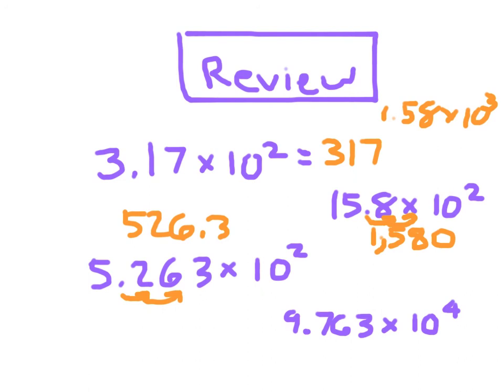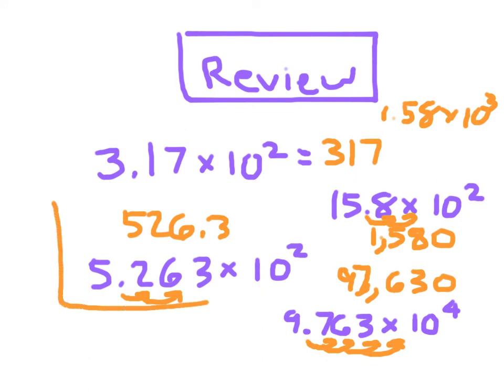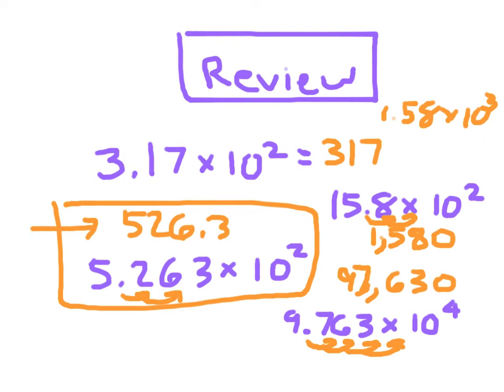If it's a whole number. Now for 9.763 times 10 to the fourth, we would move the decimal point 1, 2, 3, and 4. And then so that would be 97,630. You know what? This here is technically correct as well. That would be the scientific notation for a decimal number.